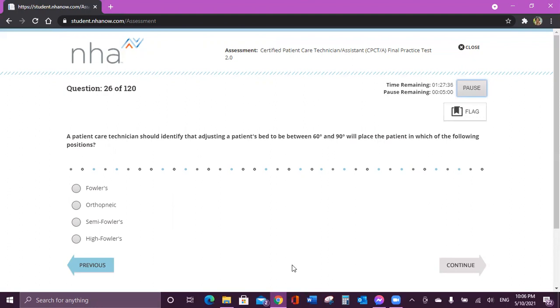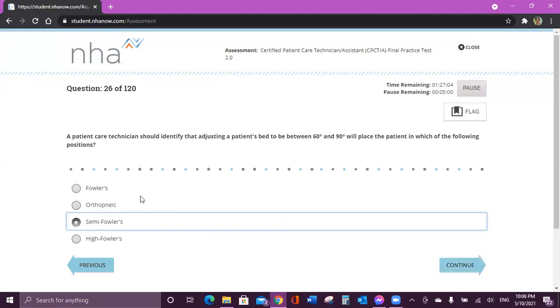A patient care technician should identify the adjusting of a patient bed to be between 15 and 90. We place the patient in which of the following positions? Let me see. 90 es bien parado. So 60. Yo creo que es semi-Fowler, ¿verdad? That's the one. Semi-Fowler. Porque aquí está todavía. Puede ser esa. Continúa, corre que el tiempo.